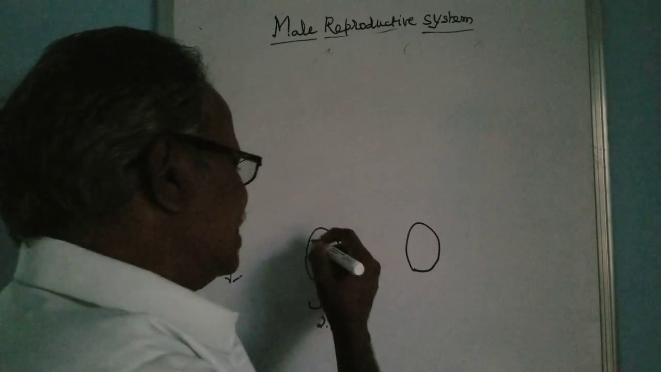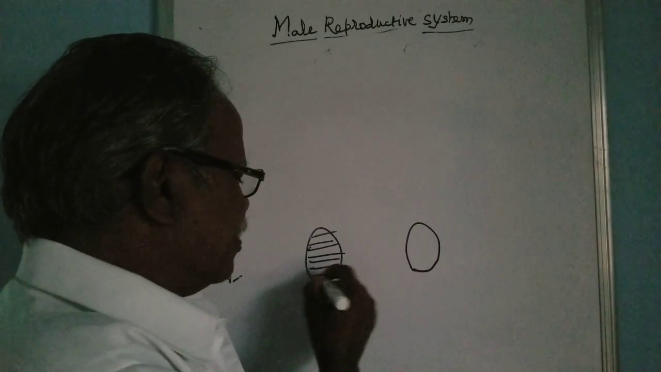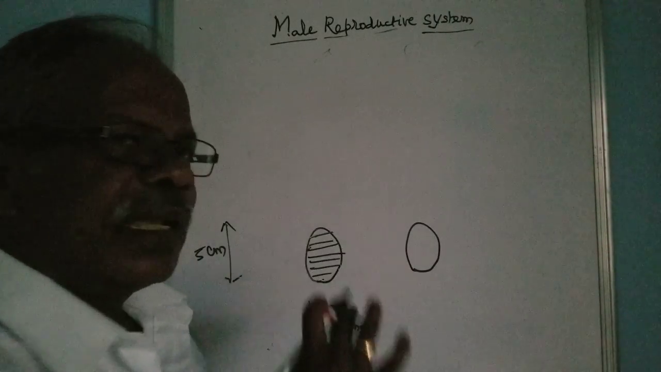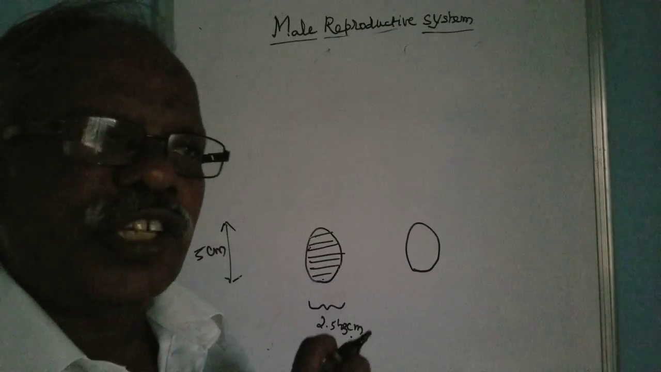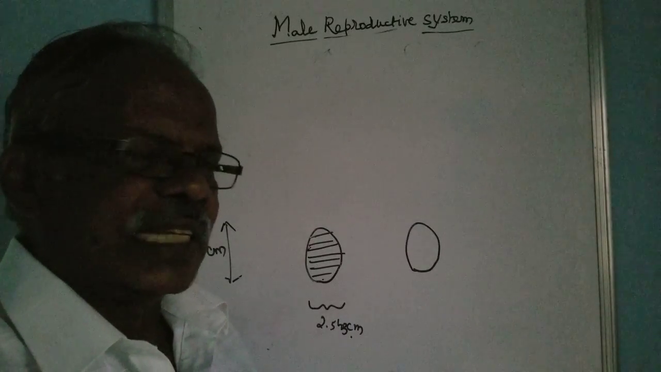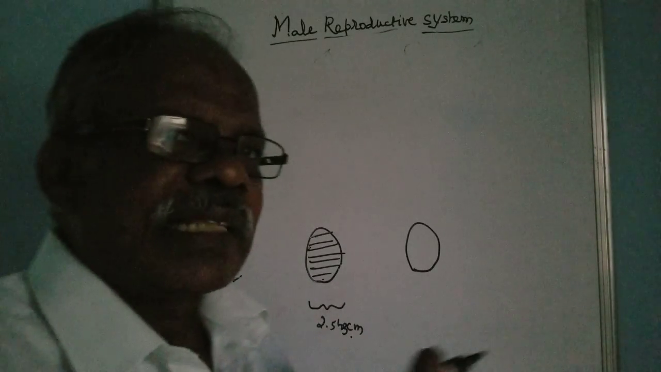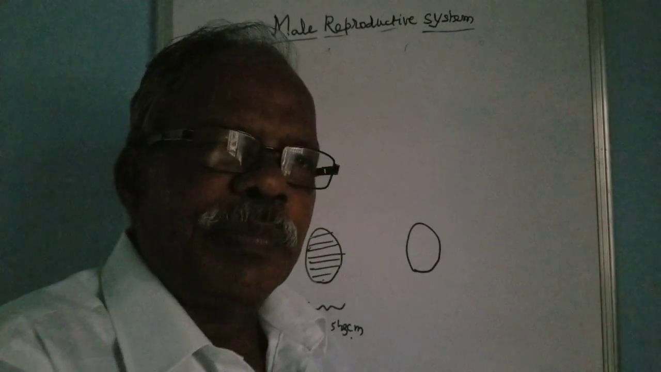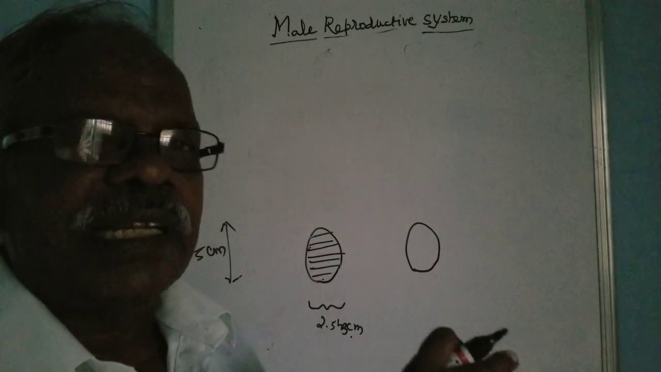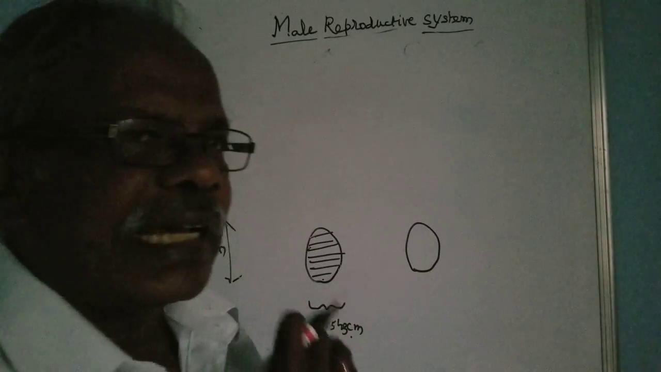The testis consists of about 200 to 250 compartments called testicular lobules. Inside the lobules there are seminiferous tubules, which are the functional unit of sperm production, and interstitial cells are found. In the TS of the testis, we can see the outer epithelial layer, then Sertoli cells, primary spermatocyte, secondary spermatocyte, then the sperm formation. These cells we can see inside the testicular lobules.